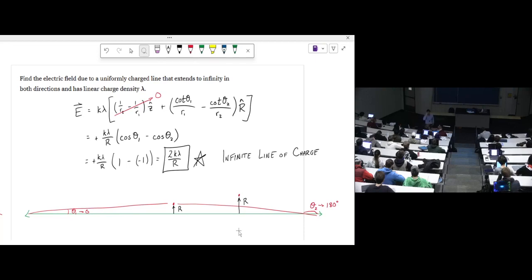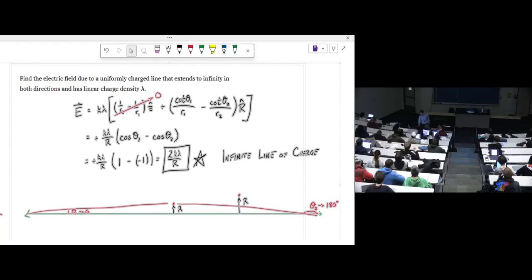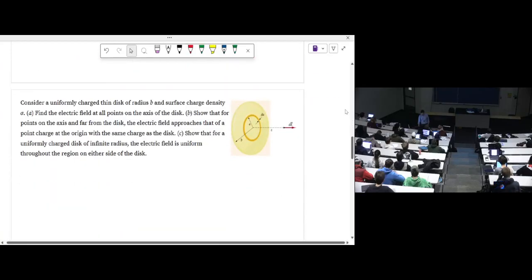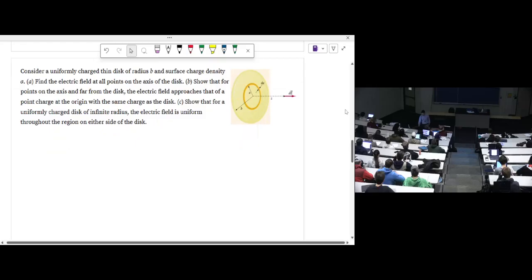Any other questions? For the sake of time, I would point you to my solution here on Canvas, but just for the sake of time, let's look here at this problem.